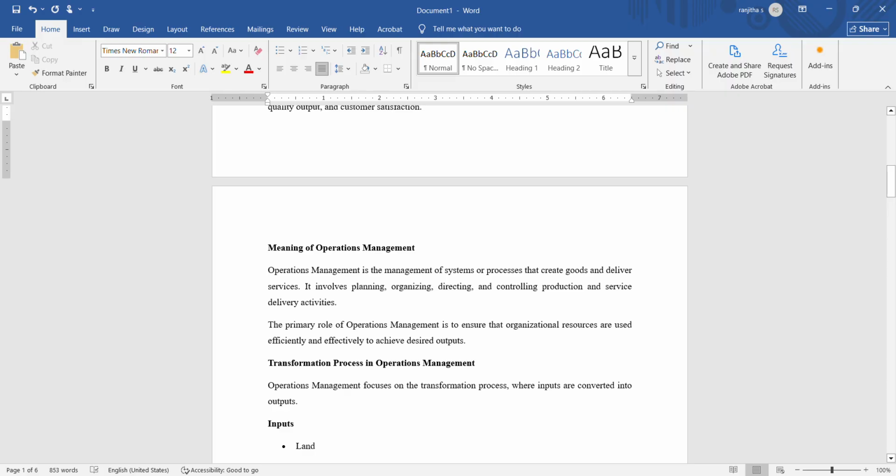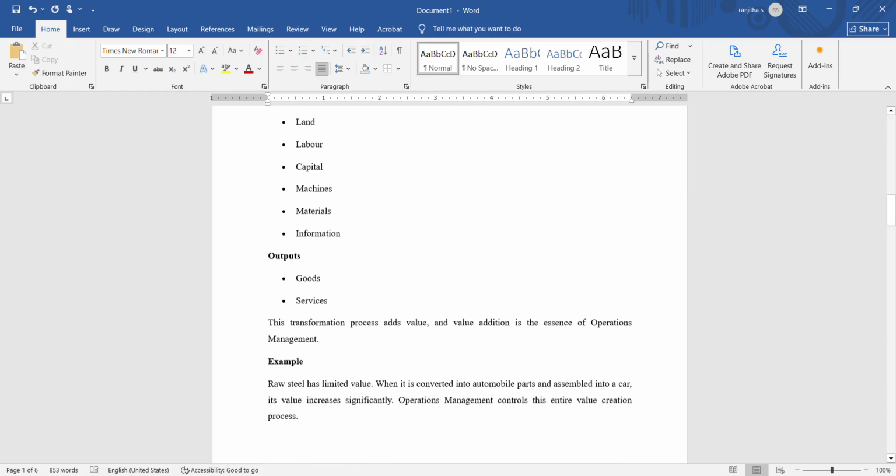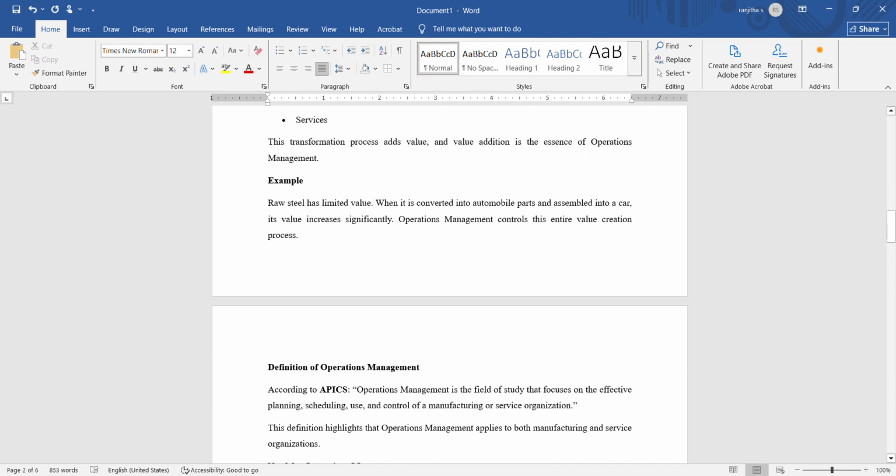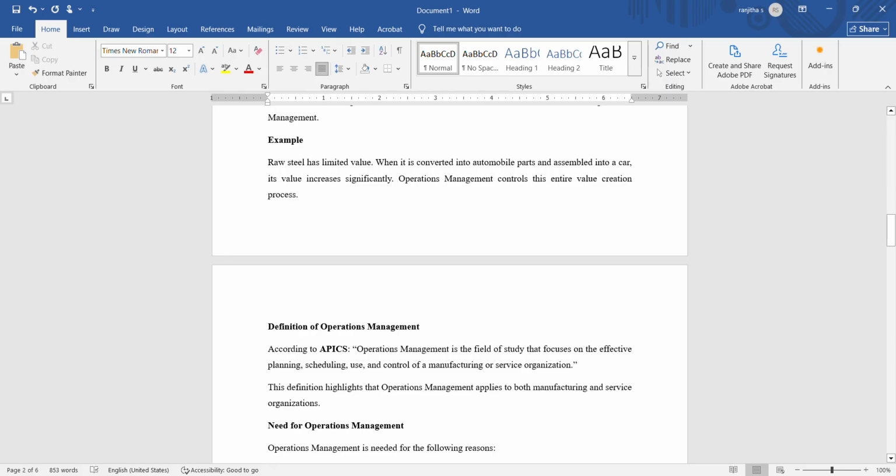According to APICS, operations management is the field of study that focuses on effective planning, scheduling, use and control of manufacturing or service organizations. This definition highlights that operations management is concerned with both manufacturing and service organizations. In simple words, operations management ensures that the right resources are available at the right time and are used in the right manner to produce quality goods and services. Let us understand why operations management is needed.